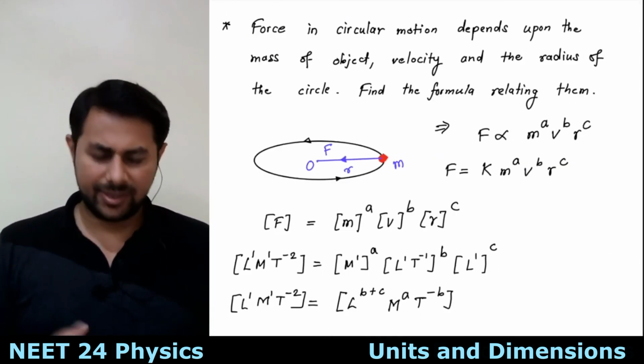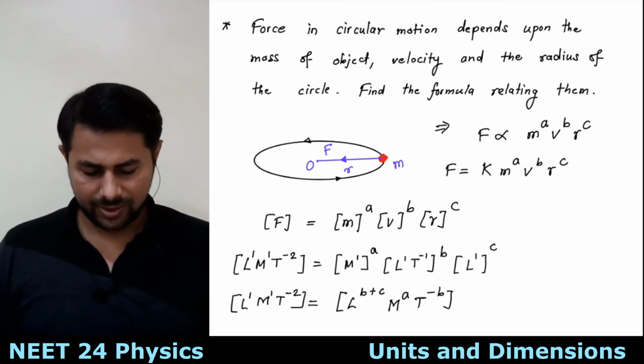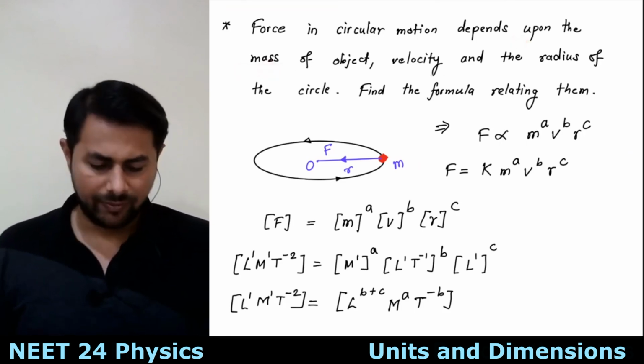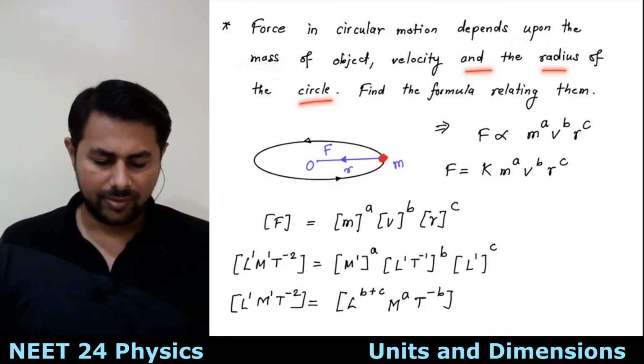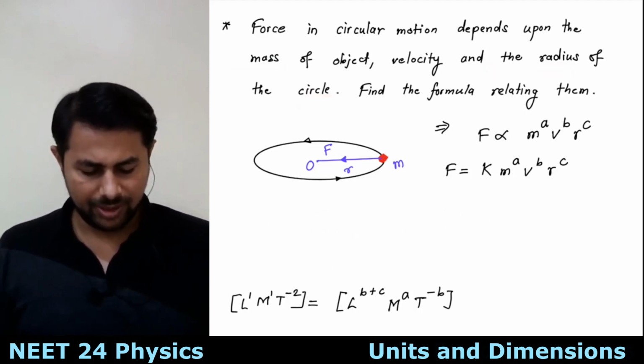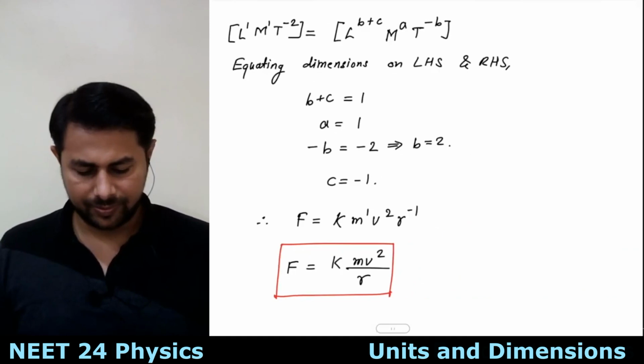We can take multiple examples of this. This one: force in circular motion depends on the mass of an object, velocity, and the radius of the circle. Find the formula relating them. So let me just explain this, right?